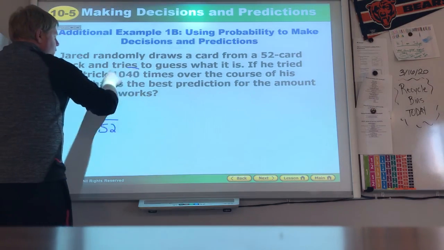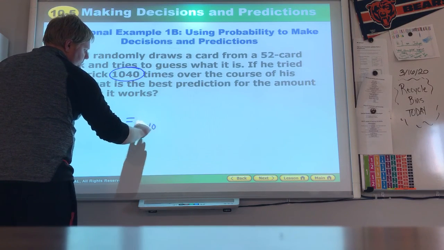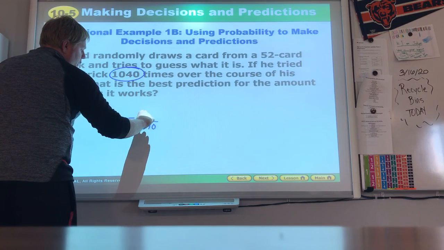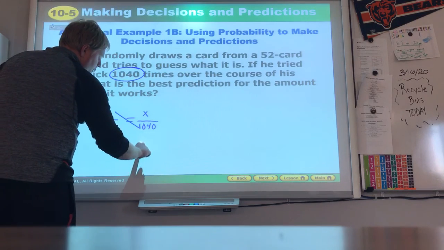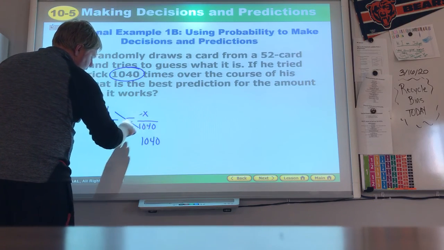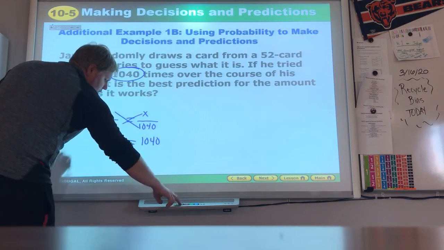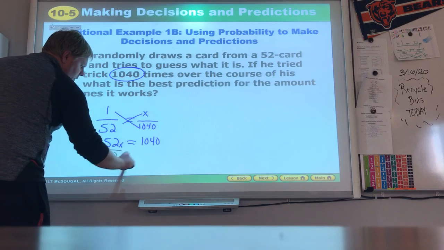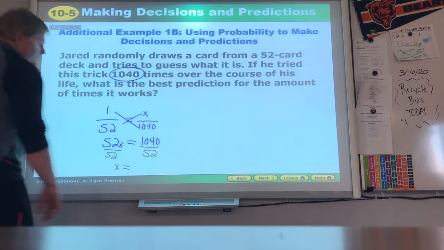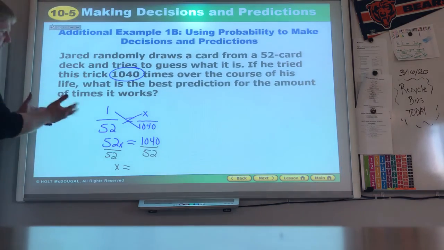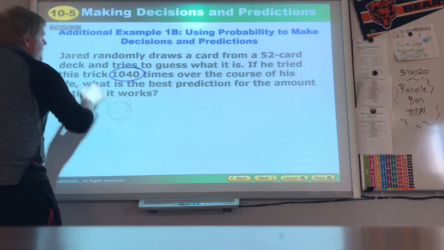Now, what's the total times he tried it in his life? 1,040 times. We don't know how many times he got it right. We're going to be able to do our cross products. 1,040, 52x, do our divide by 52, our divide by 52, and we'll figure out what x is. I can't do that math in my head, but I bet they'll show you what it is. So that's going to help us predict how many times he did that trick right.